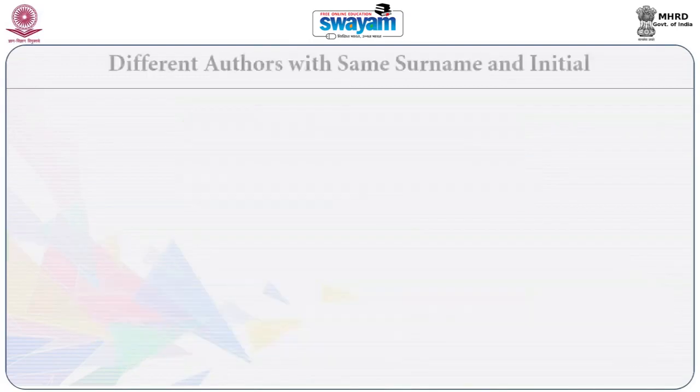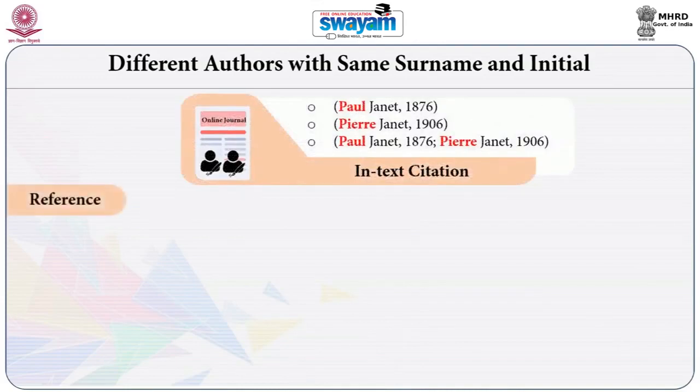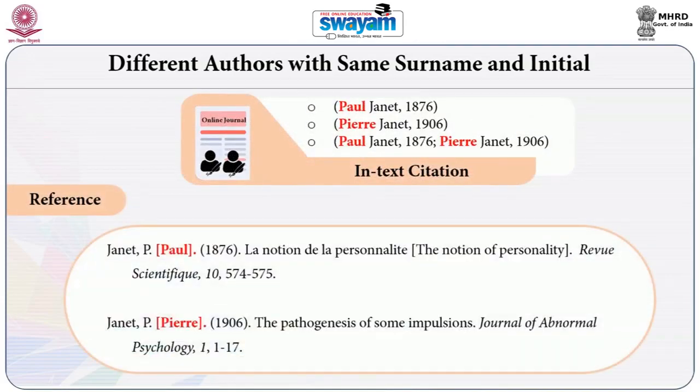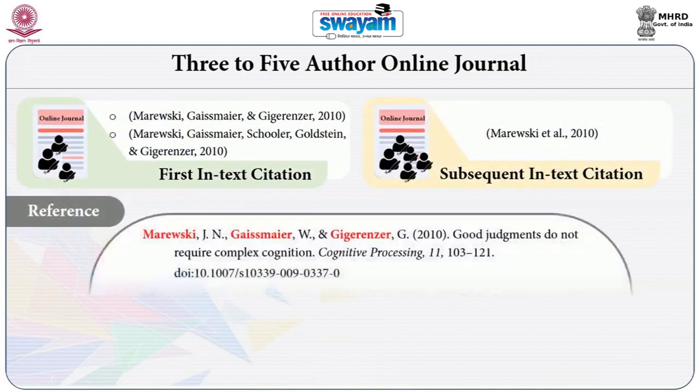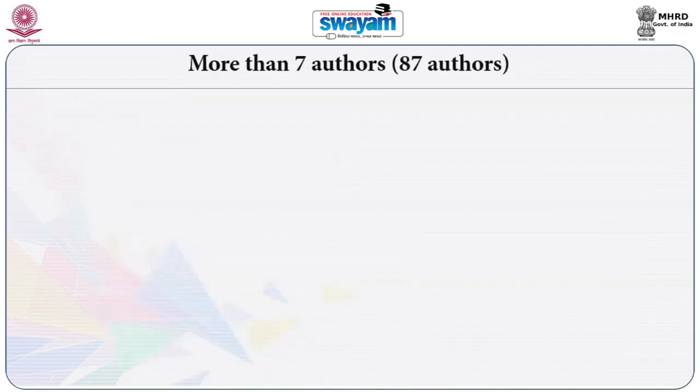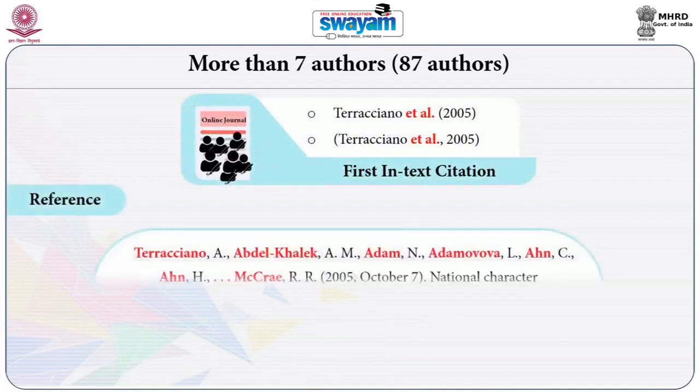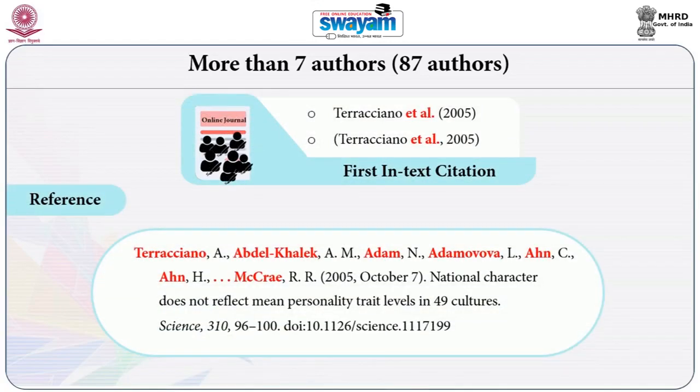Now we will see examples of one author online journal, two author online journal, where the authors are separated with the ampersand as displayed on the screen. Now we will see 3 to 5 author online journal example.